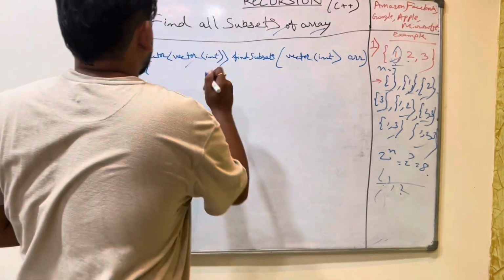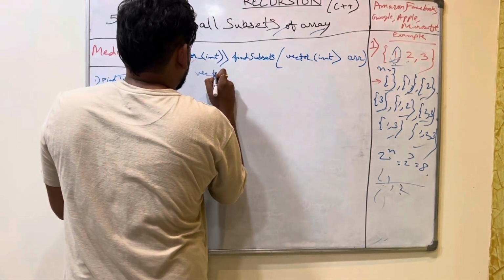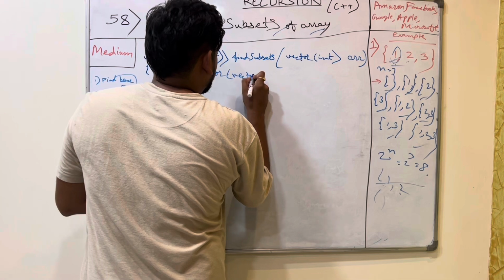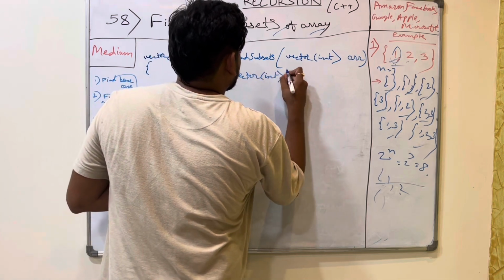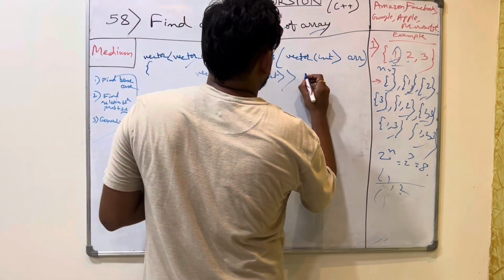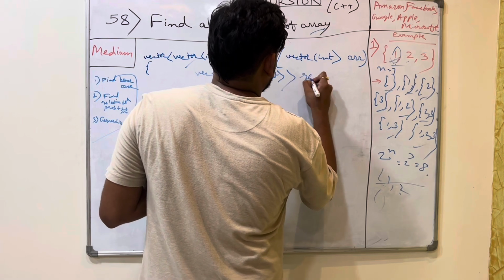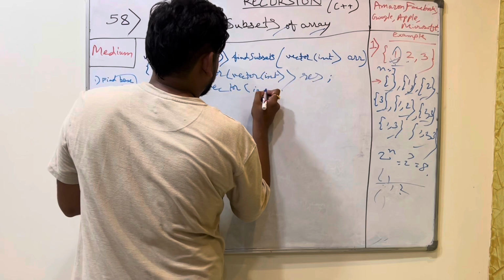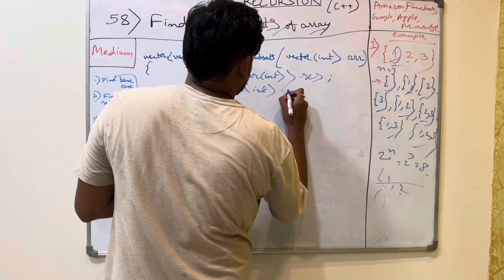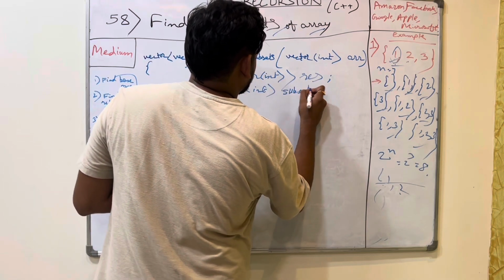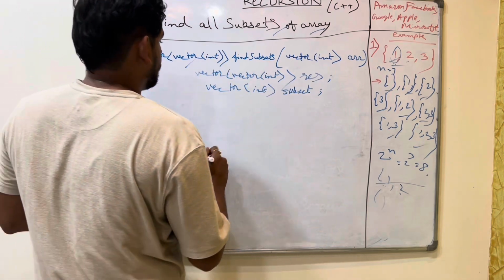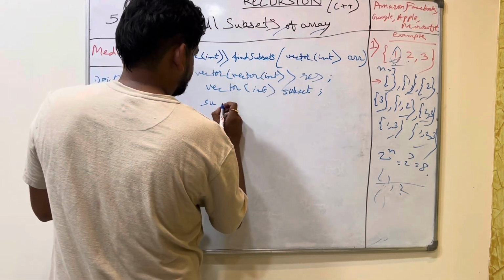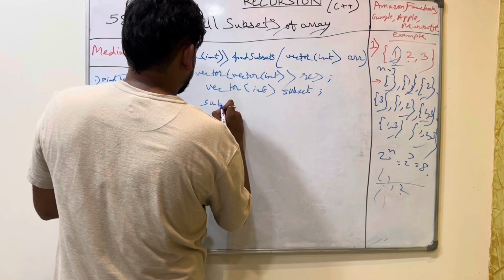So I'll just code it directly. Vector of vector of int, and say we took a result. And then a vector of int, we took a subset. Now what we do, we call a function, subset util.